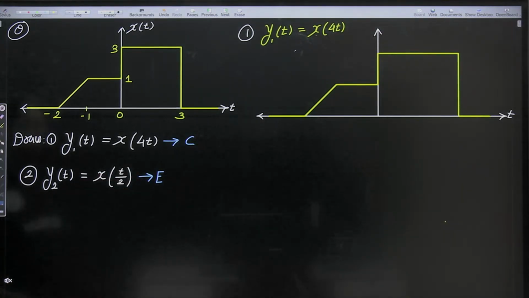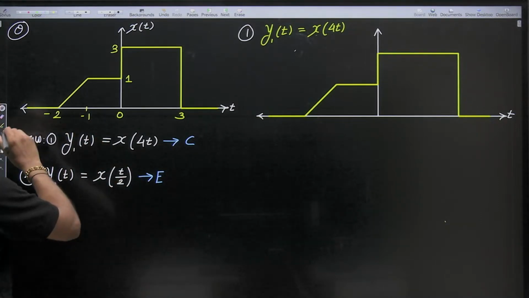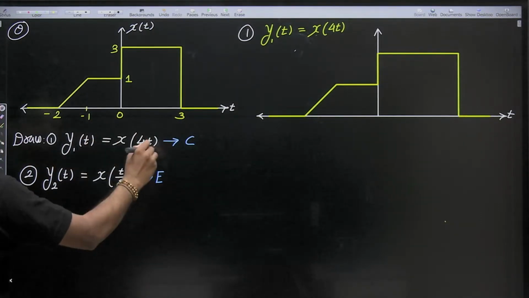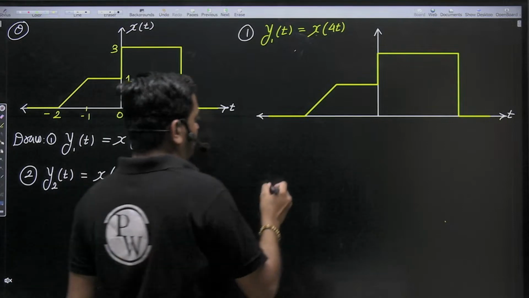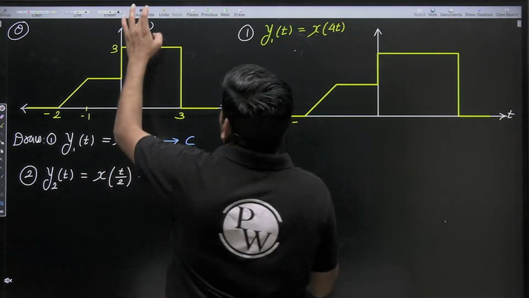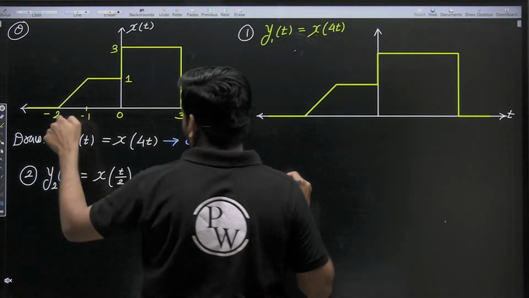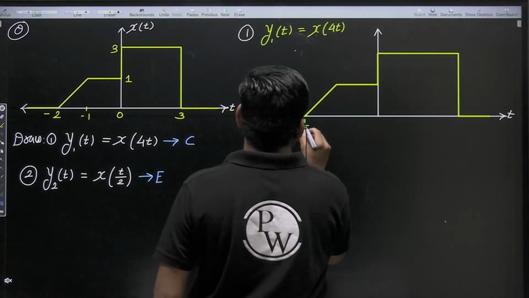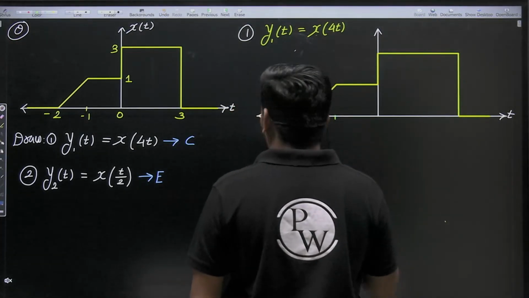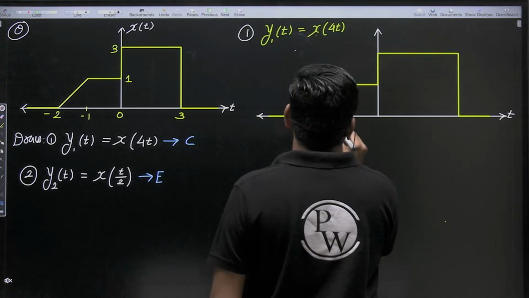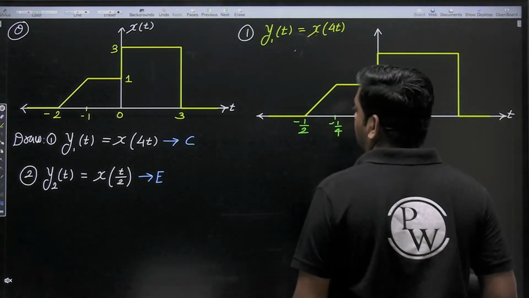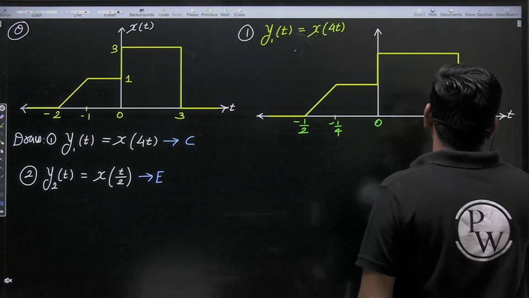Compression occurs only when you divide all the instants of time by 4, guys. So minus 2 divided by 4, minus 2 divided by 4, so it becomes minus 1 by 2. This point is minus 1 by 4. This is 0 and this is 3 by 4.